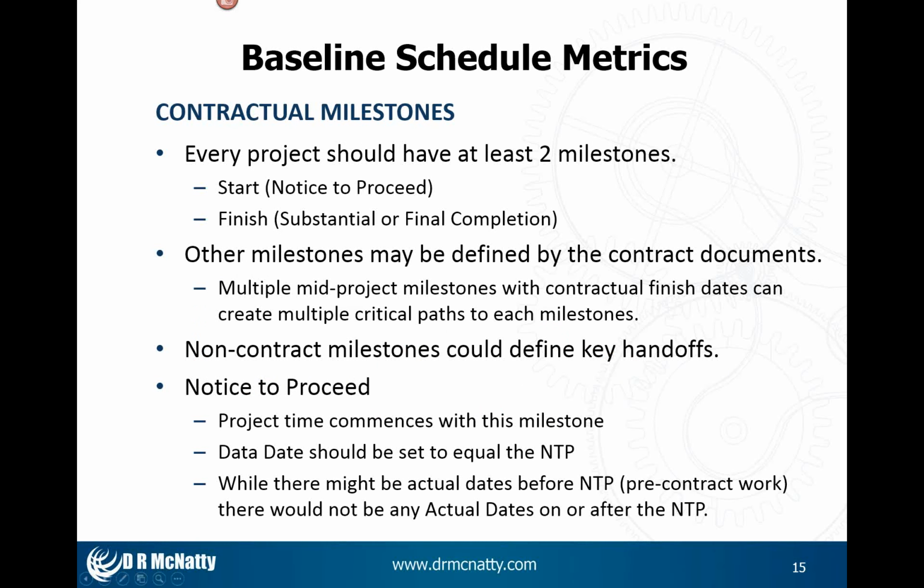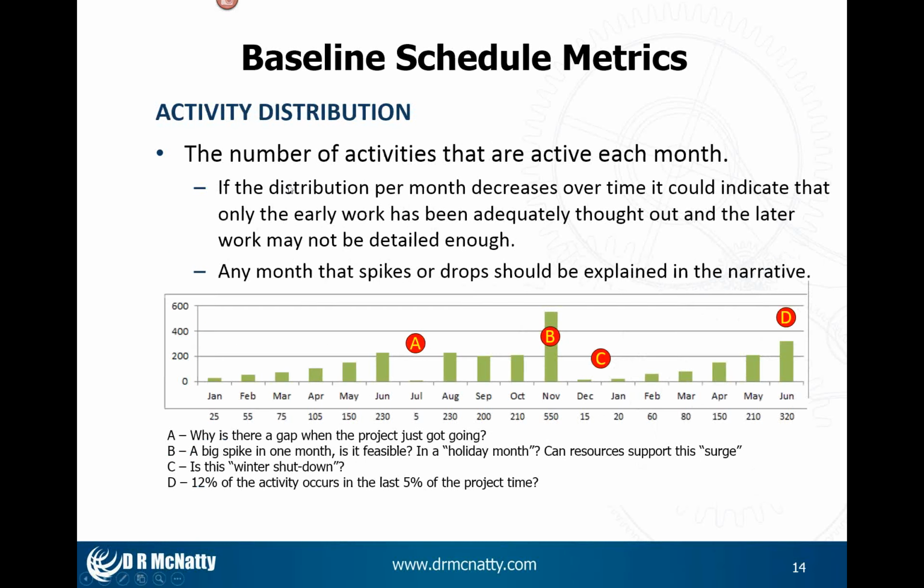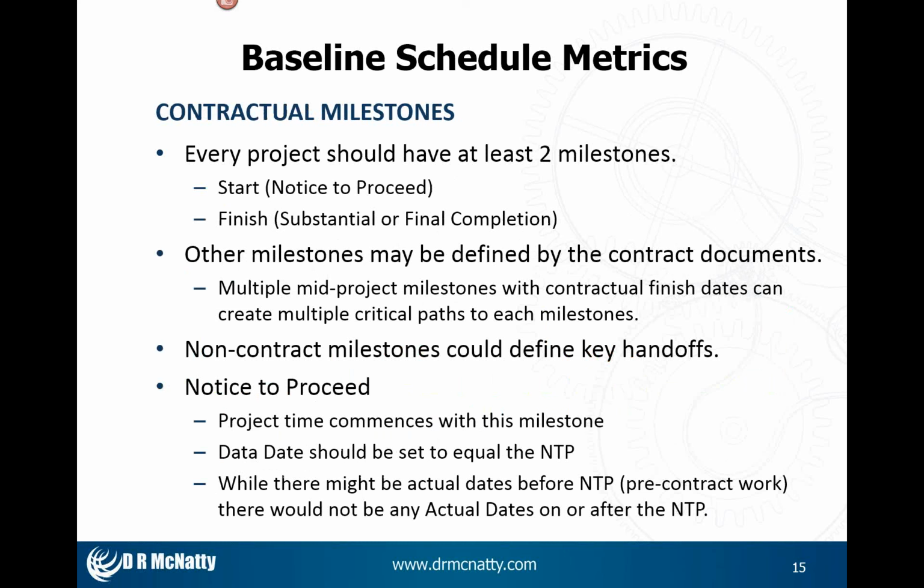Contractual milestones, well, we always look for at least 2: notice to proceed, and substantial or final completion. Need to check the contract documents. You might have liquidated damages that are driven by your substantial completion date. You may have administrative LDs that are driven by your final completion date. So there could be 2 things that drive the critical path on the project. Other milestones that are defined by the contract documents, I mentioned before, could interrupt the smooth flow of a critical path or the longest path through the project, so you need to check those out.